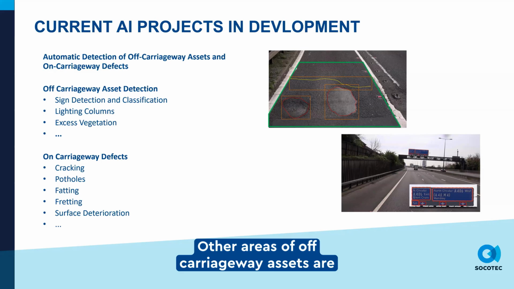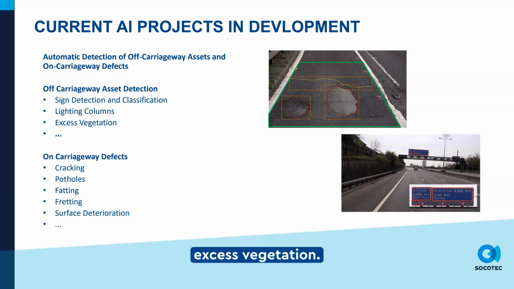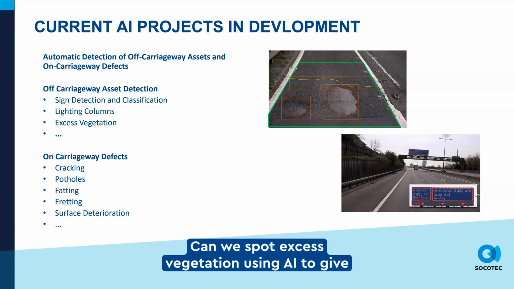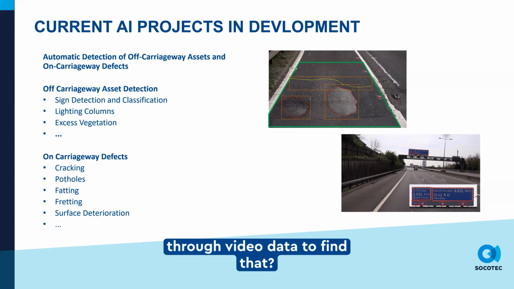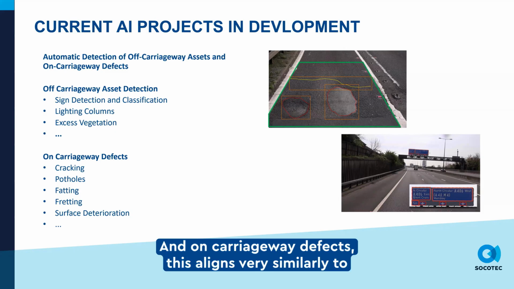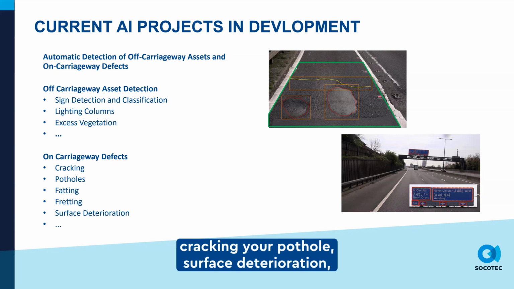Other areas of off carriageway assets are lighting columns, locating lighting columns, and also excess vegetation. Can we spot excess vegetation using AI to give the reports, rather than having to manually traipse through video data to find that? And on carriageway defects, this aligns very similarly to the CS229 specification, looking at your typical carriageway defects: your cracking, your potholes, surface deterioration, fatting, fretting, etc.